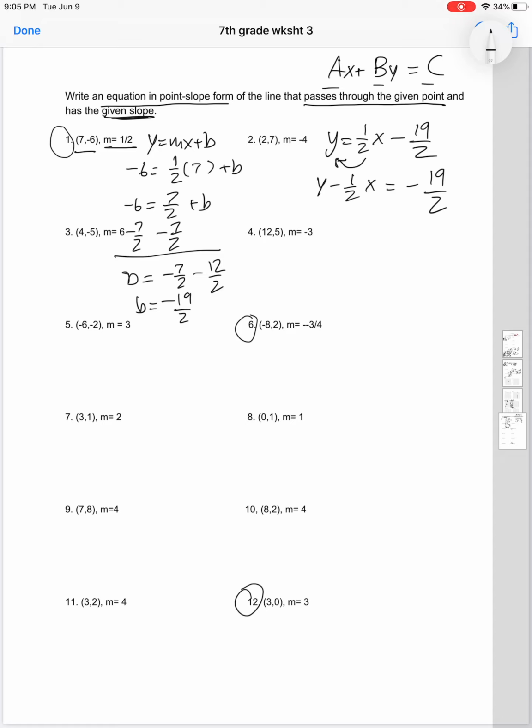Now, like I said, fractions are kind of difficult to look at, and you just want to even it out. So what you can do is multiply by negative 2. Negative 2 times y is negative 2y. And negative 2 times negative 1/2 x is just x. Negative 2 times negative 19 over 2 is just going to be 19. So that's your answer. X minus 2y is equal to 19 for number 1.